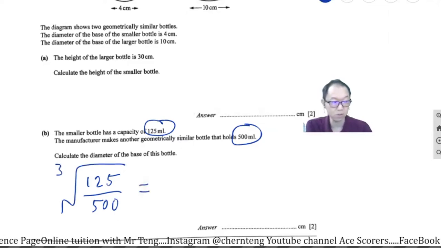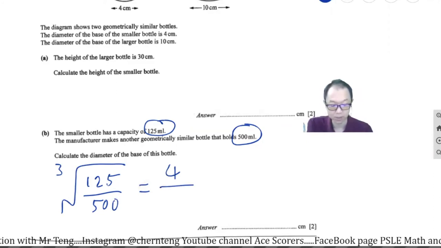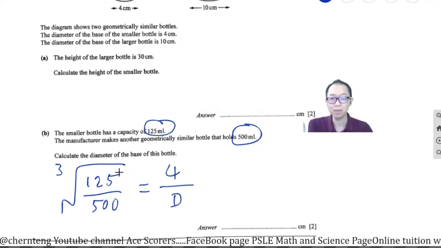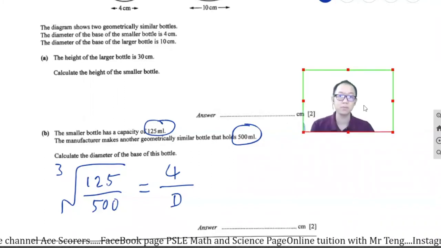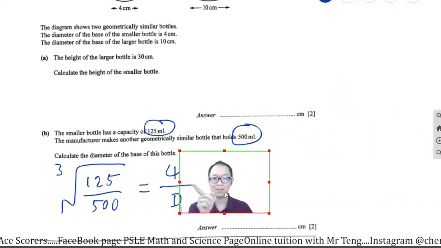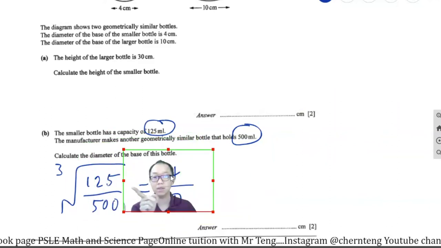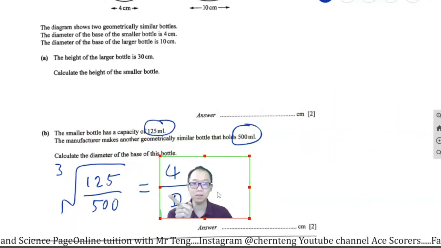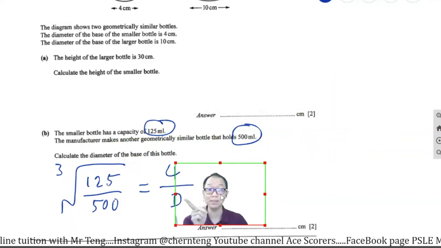It should be equal to the 4 over the other, let's call it D, diameter. Right, so this should be the equation, because in other words, it's a linear scale, so the cube of this will give me 125 over 500. Or you can look at it the other way, the cube root of this will give you this number. So here right now what we have is an equation with one unknown. There's only one unknown D at this point of time.